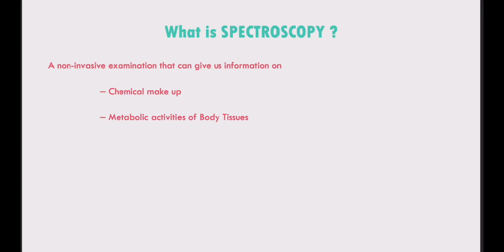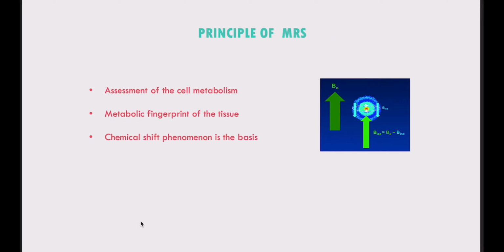So what is MR spectroscopy? It is a non-invasive examination which can give us information on the chemical makeup of a tissue. For example, if you scan a lemon, you get the spoke-like pattern of the lemon in the MR image. Similarly, if you can pick up the citrate peak within the lemon, that is called MR spectroscopy. MR spectroscopy assesses the cell metabolism, and it gives you a metabolic fingerprint of the tissue. The basis of MR spectroscopy is chemical shift imaging.